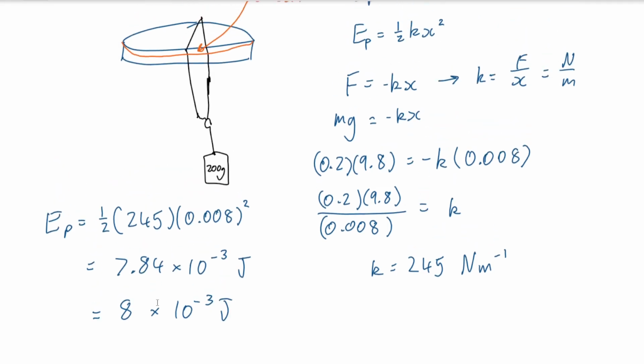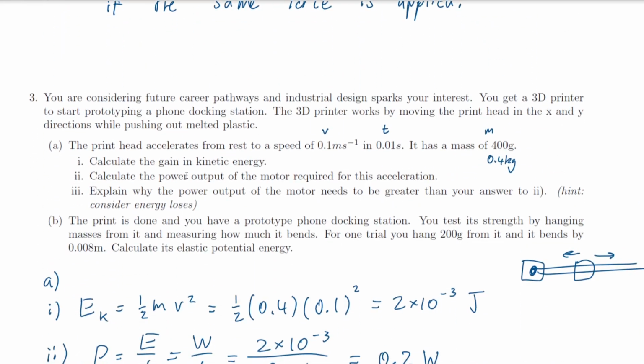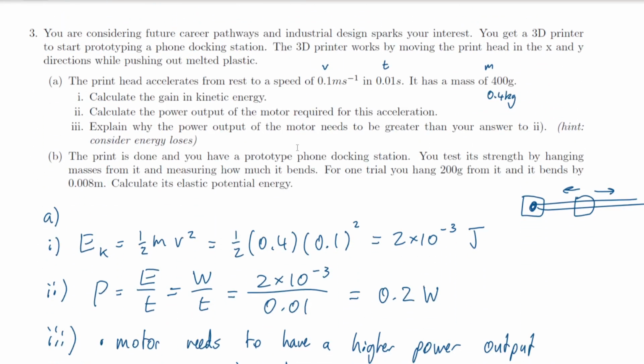Right? Which isn't much, but that's to be expected because our docking station stretched a very small amount, and the potential energy is actually proportional to the distance squared. Yeah, so that is to be expected. Alrighty, and then we're done. So we've tested it, it's strong enough, time to produce it, make millions of dollars, and see you next time.